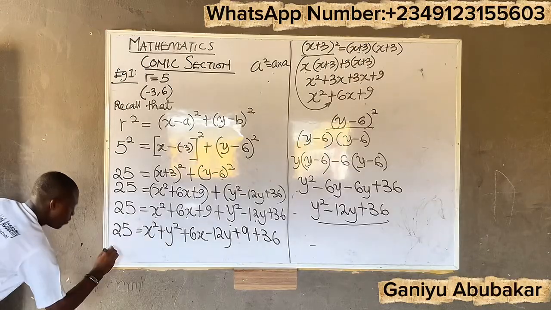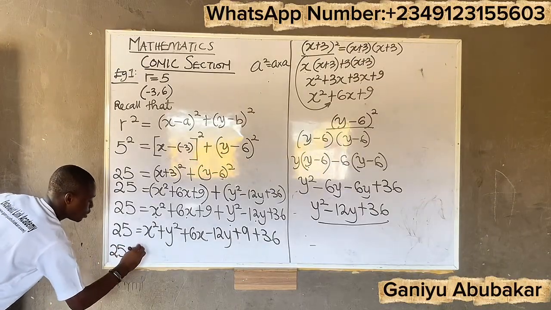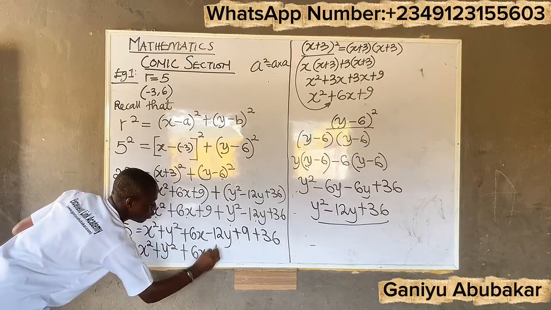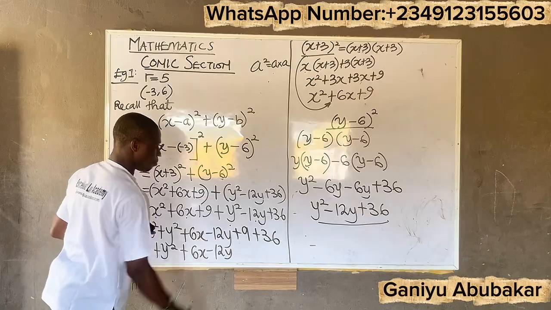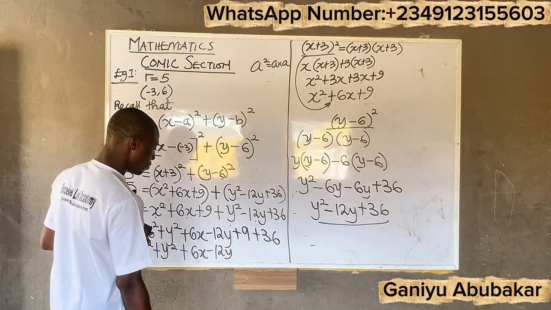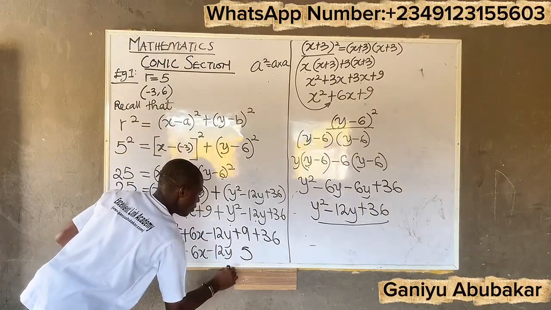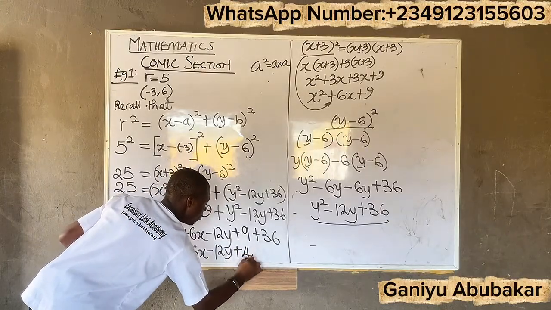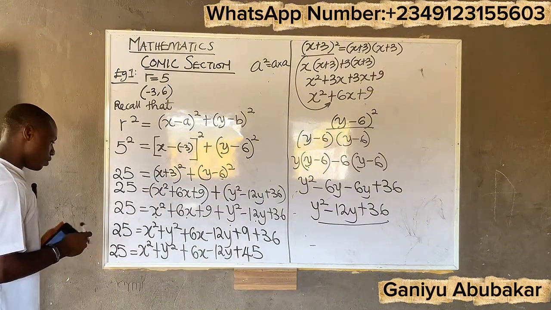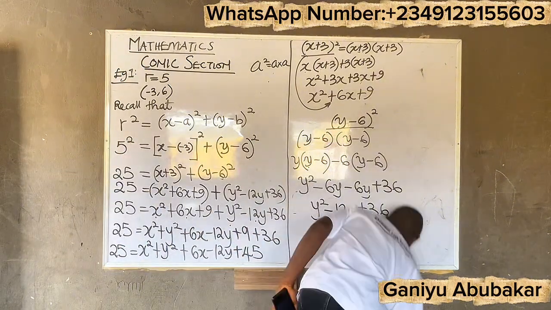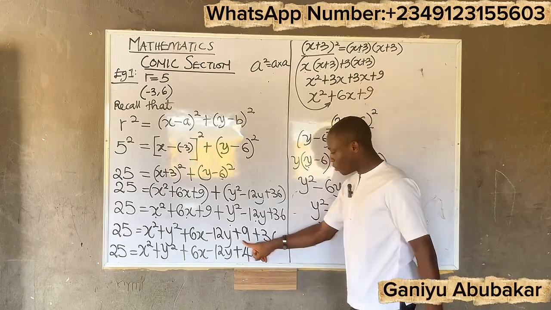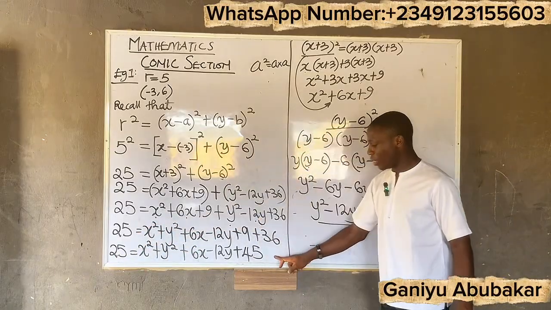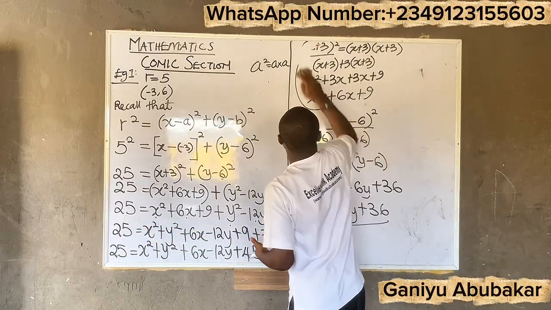All right, from here, I'll have 25 equal to x squared plus y squared plus 6x minus 12y. If I add this up, 9 plus 36 gives 45. So that gives you plus 45. I added 9 with 36, that is 45, right? So my task now is to take 25. I'll move 25 down here. So in that case, I should have an expression of this nature.